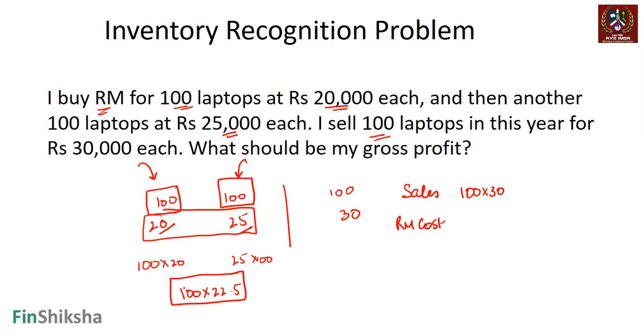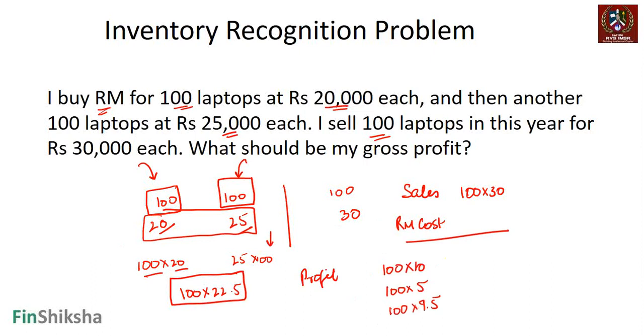Now, it is important for us to understand this because in one case, you're going to get the expense as 100 into 20, which means your profit can have three values. Your profit can be 100 into 10, or 1000, essentially 10,000, multiplied by 100. Your profit could be 100 into 5 if you take this 30 minus 25, or your profit could be 100 into 7.5, if you leave it open for judgment, correct?